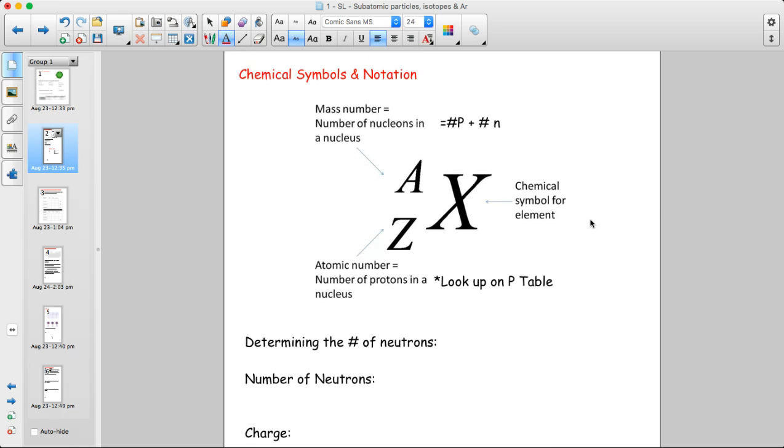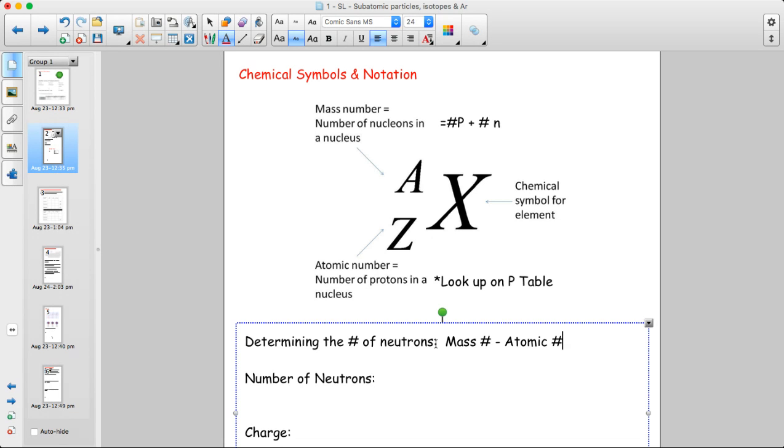So determining the number of neutrons: if the atomic number is the number of protons, and the mass number is the number of protons plus neutrons, if we subtract the two, if we find the difference, we'll know the number of neutrons. So all you have to do is take the mass number minus the atomic number, and you get the number of neutrons. Right? Again, mass number is protons plus neutrons. This is protons, so if you subtract them, you're left with the number of neutrons in an atom's nucleus. Okay?